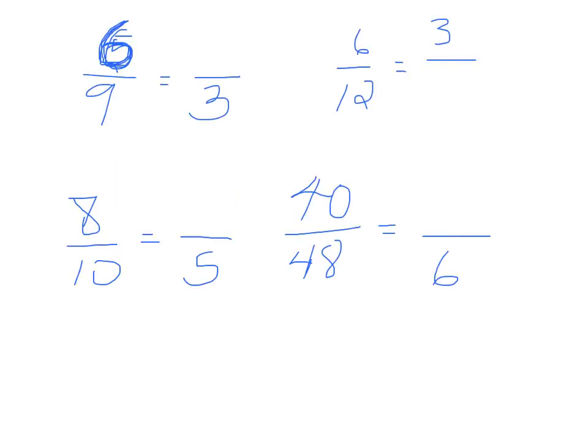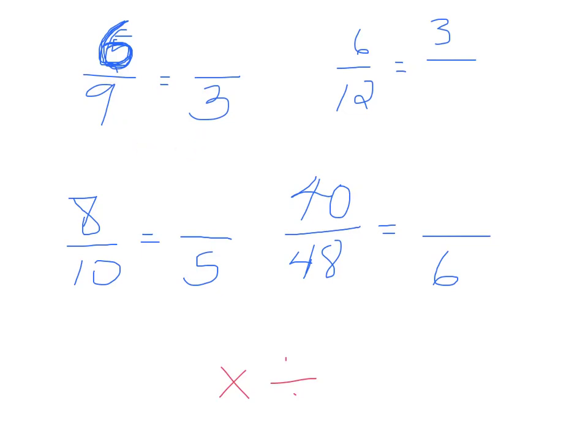All right, now we're going to try some where it's getting smaller. Now remember, to create equivalent fractions, we have to either multiply or divide. So if I'm looking at this fraction here, and I want to make an equivalent fraction with 3 as the denominator, 9, what would I do to the 9 to get to the 3? Well, it's getting smaller, so I'm probably going to divide.